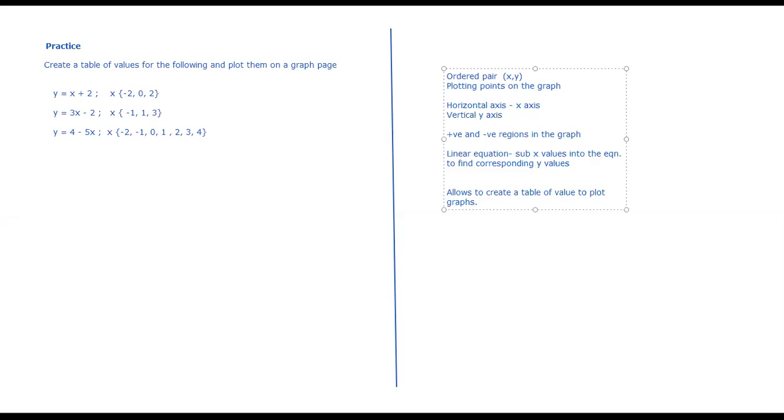I trust that this was kind of helpful and it helped you to understand the basics of coordinate geometry, which is identifying points on a graph, plotting them on a graph, identifying what a linear equation is, and how you could find corresponding values from the linear equation. Next time we'll look a bit more at the linear equation, so we'll talk about what the m and the c are inside of there and how we can use that to do some other things.